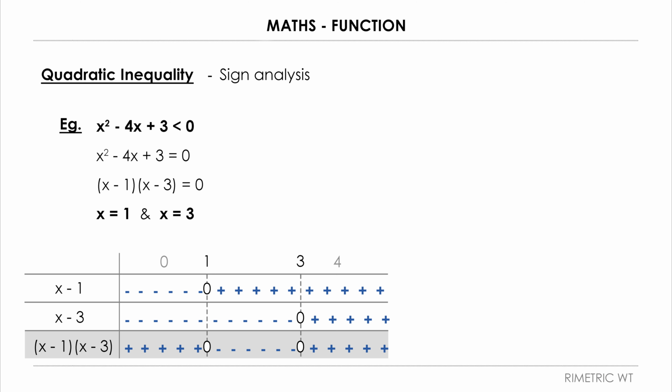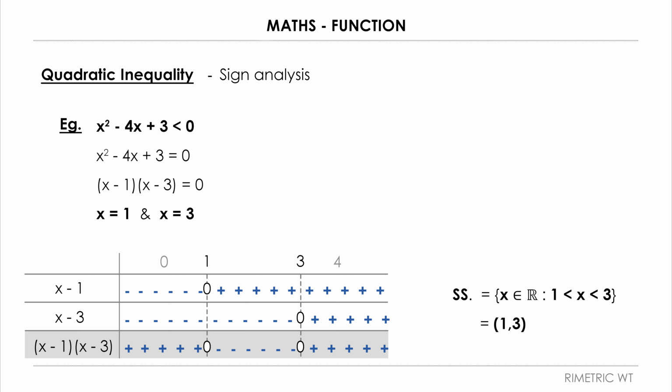All right, now when we look at the inequality in our example, it says less than 0. Therefore, our solution will be the set of all real numbers x such that 1 is less than x and x is less than 3. Or in interval form, it will be as such, where the sign chart shows negative. Make sure we choose the correct interval.